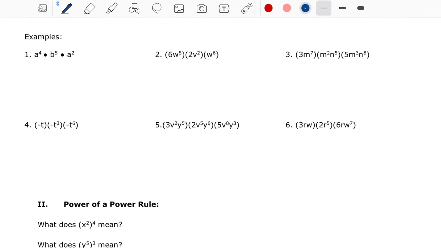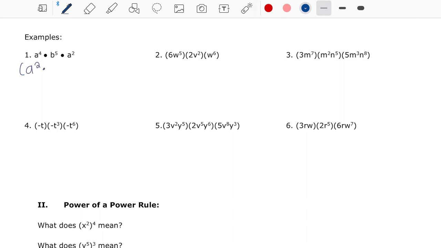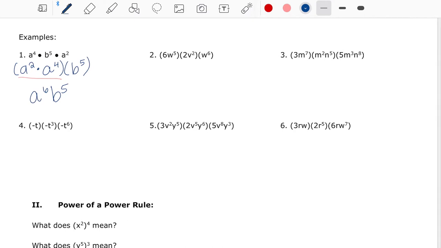Our first example, we have a to the fourth times b to the fifth times a squared. Because I know that it does not matter what order I multiply in, I'm going to rearrange this big multiplication problem. I'm going to say a squared times a to the fourth, and then all of that times b to the fifth. So notice I'm just rearranging it with the same like bases. And when I multiply same bases, that's when I can add those exponents. So I get a to the sixth and then b to the fifth. And I can't simplify it any further, so this is my simplified answer.